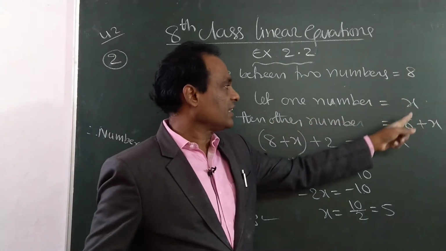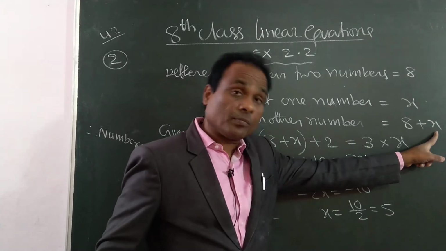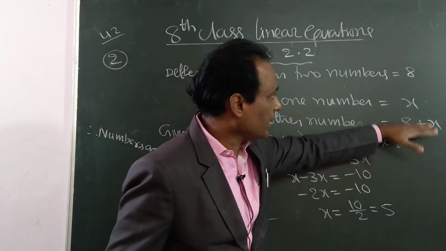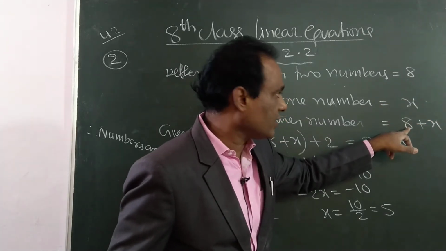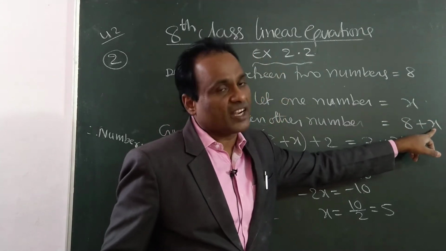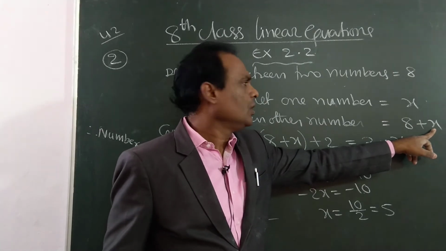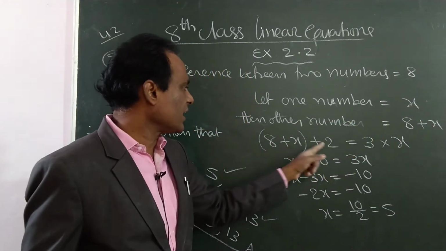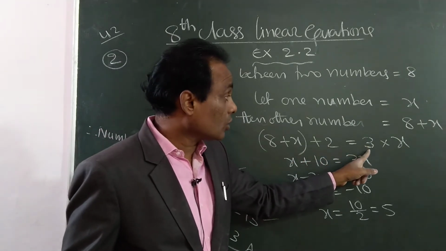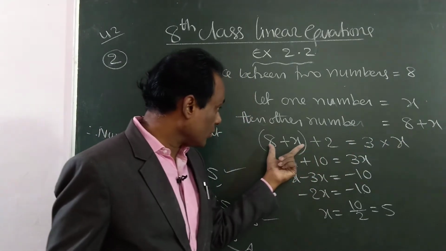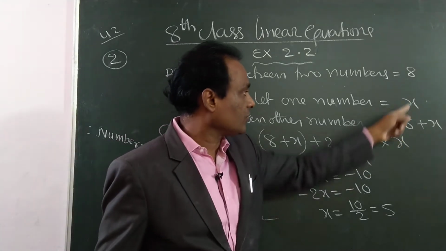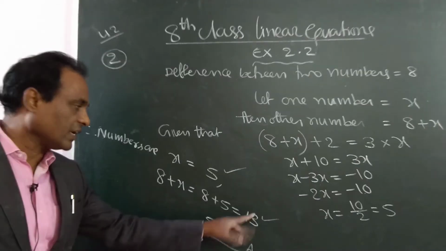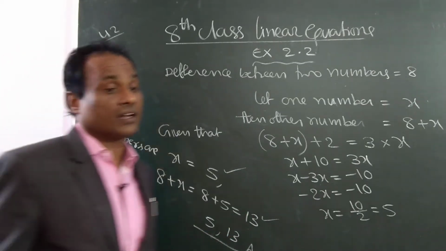One number is x, the other number will be 8 plus x. Why 8 plus x? That you have to think. Because the difference is 8. This minus this should be 8. x cancels, 8 will remain. So that's why I took it as 8 plus x. Even 8 minus x also, no problem. 2 is added to the bigger number is equal to 3 times the smaller. Solve for the x value. x is 5 means 8 plus x is 13. 5 and 13 is the answer.